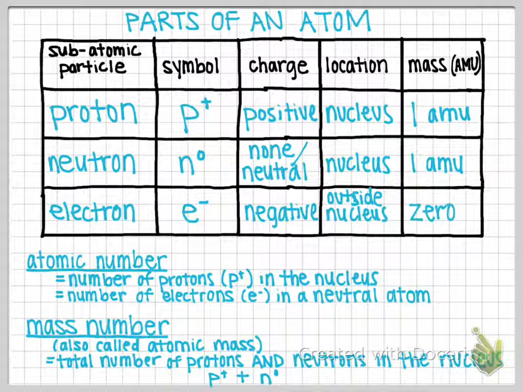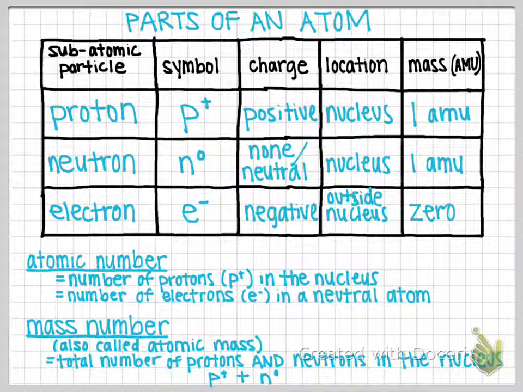So when we are looking at the mass of atoms, the mass only is coming from the protons and neutrons. It's not coming from the electrons at all. There's two numbers on the periodic table that you need to know. That is the atomic number and the mass number. The atomic number equals the number of protons in the nucleus. It also equals the number of electrons in a neutral atom.